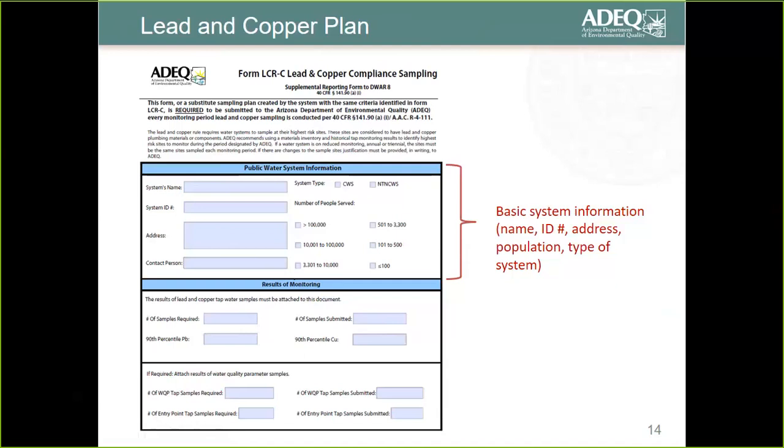Compliance with the lead and copper action levels is based on the 90th percentile lead and copper levels. So this means the concentration of lead and copper has to be less than the action level in 90% of the samples collected. The lead action level is 0.015 milligrams per liter, and the copper action level is 1.3 milligrams per liter. So this portion asks you to put the 90th percentile from your results for lead and then for copper. The 90th percentile is usually calculated for you by the lab, so it will be on your lab report or lab results. If not, you can calculate it yourself.